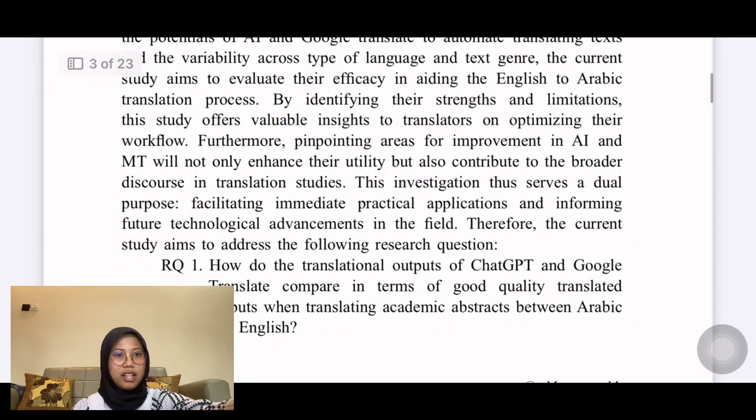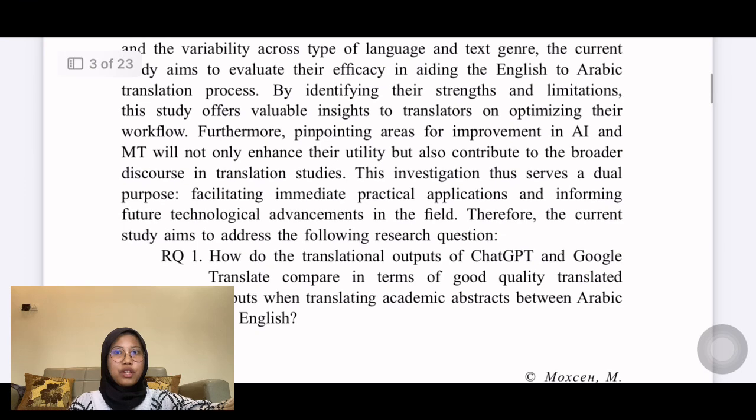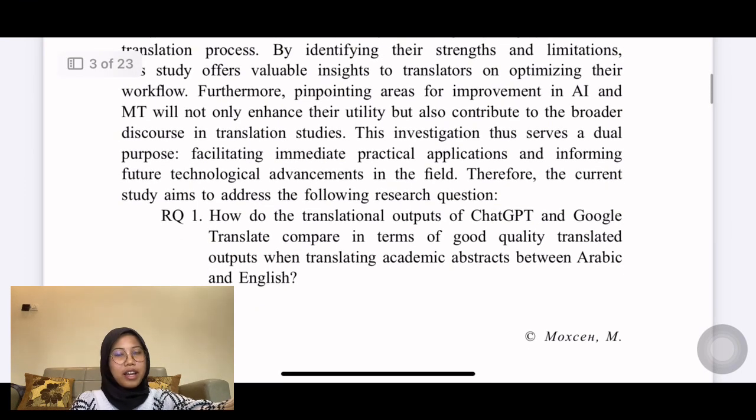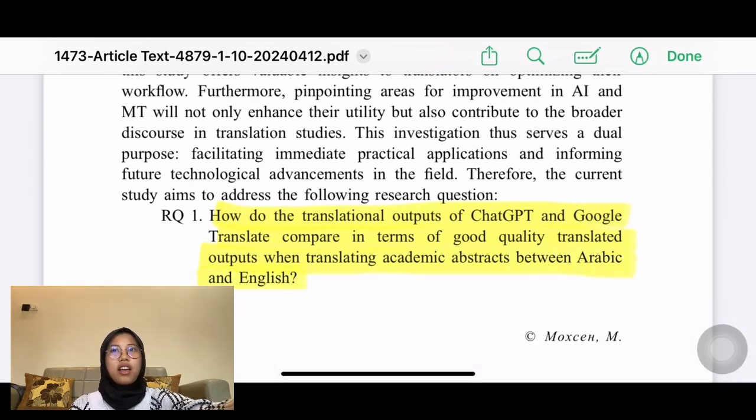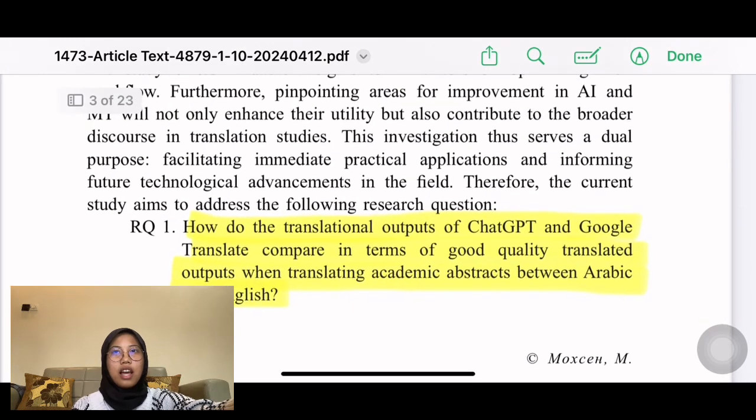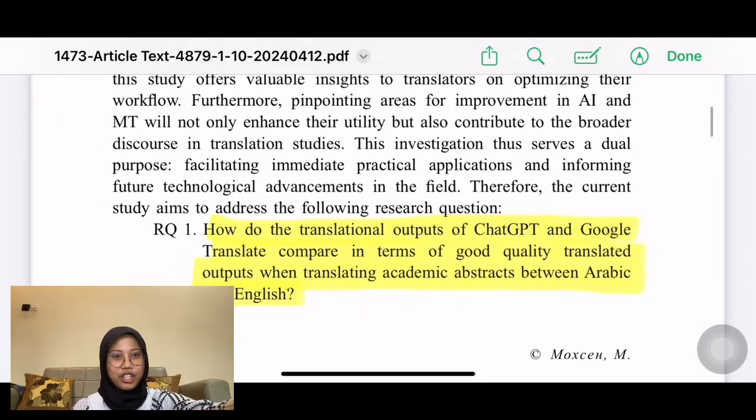Okay, last but not least, we go through the research question. Finally, the author presents the research question. We can look at this sentence. "How do the translational outputs of ChatGPT and Google Translate compare in terms of the quality of translated outputs when translating academic abstracts between Arabic and English?" Okay, this is a research question.